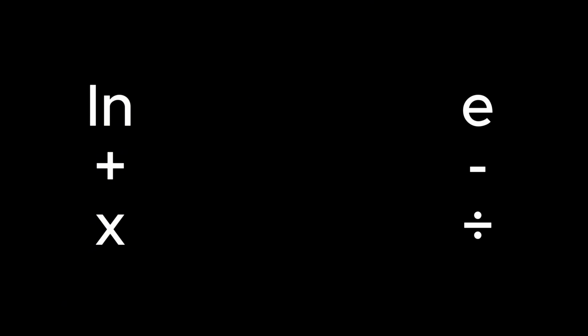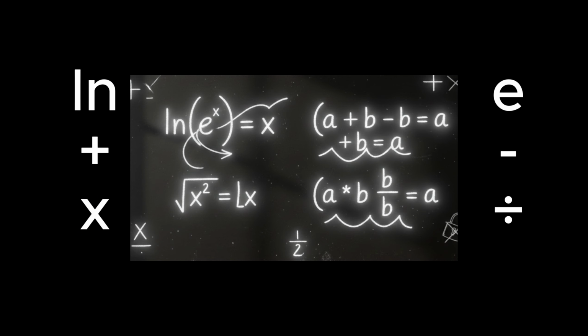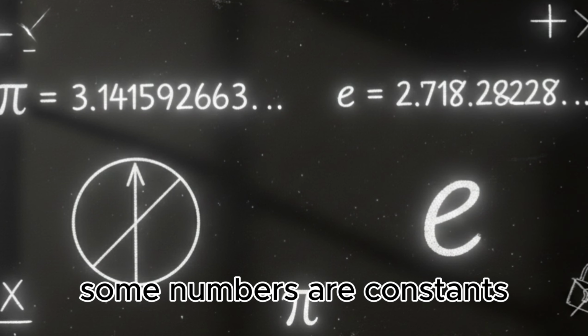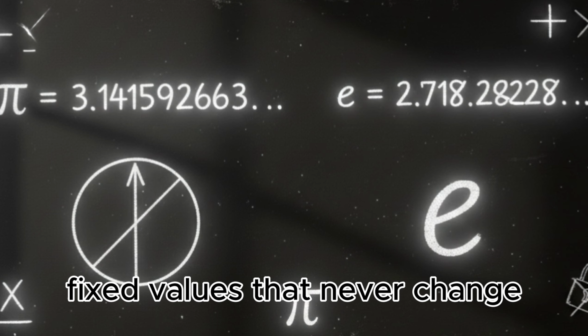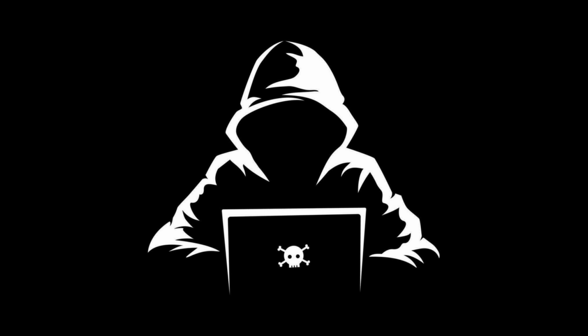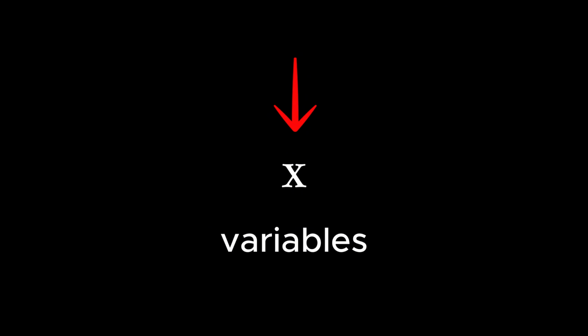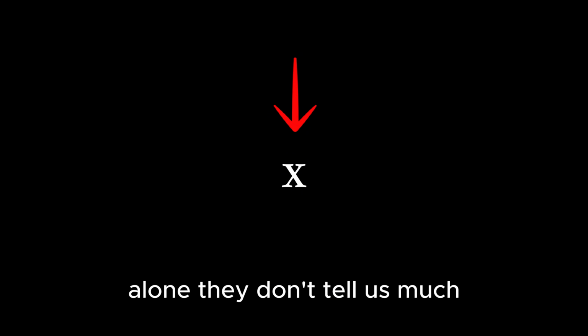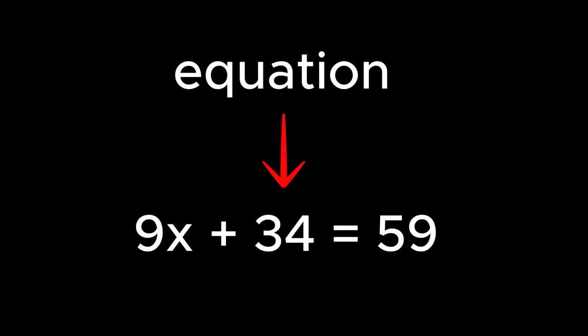Some symbols are inverses. That means they cancel each other out. Some numbers are constants, fixed values that never change. And some are mysterious letters called variables. Alone, they don't tell us much, but together, magic happens.